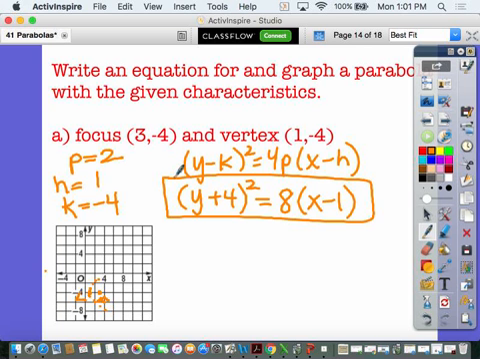Now we just have to graph the rest. We already have our vertex and we already have our focus because that was given to us. Where's our directrix located?